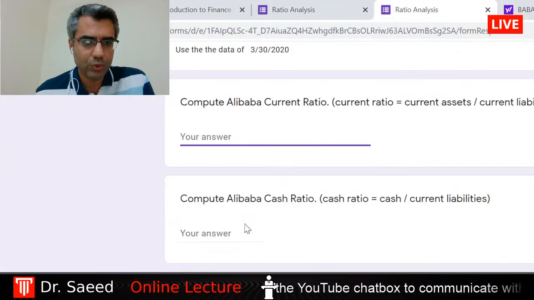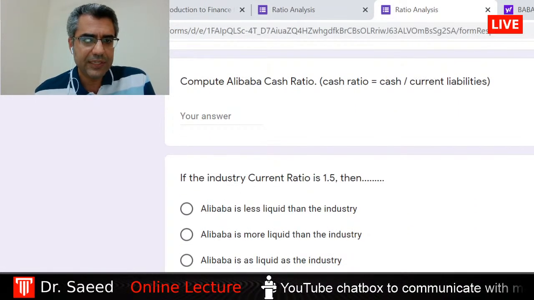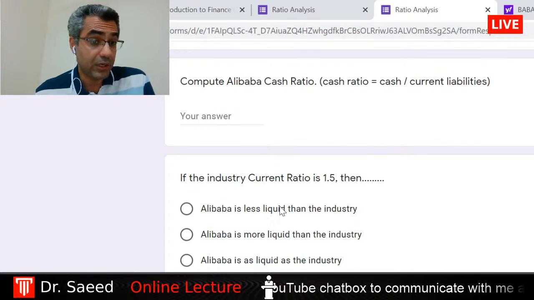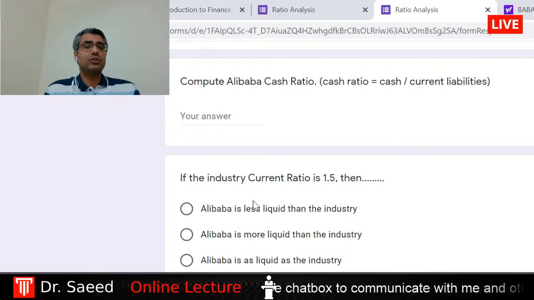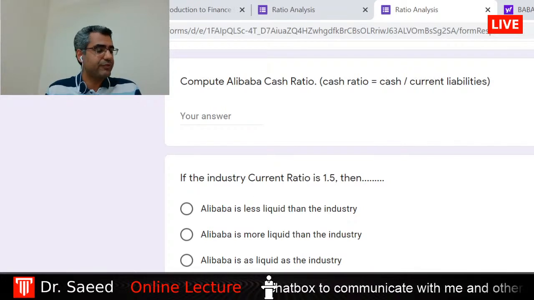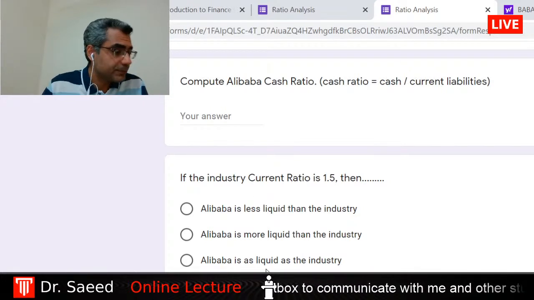Then there is one more question. If the industry current ratio is 1.5, then you need to compare Alibaba and the industry, right? The average in the industry.